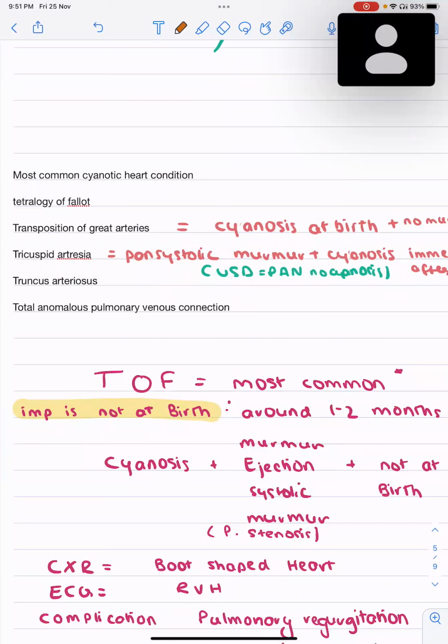Coming to another type of murmur is PDA, which is a continuous machinery-like murmur, which everyone knows. I don't need to explain that murmur. Basically you have to remember indomethacin related to it, and that's pretty much it.